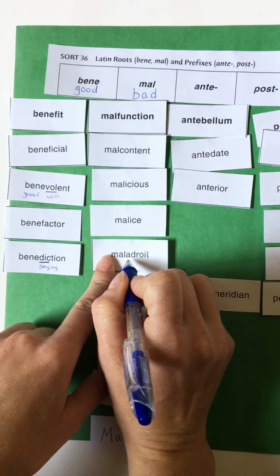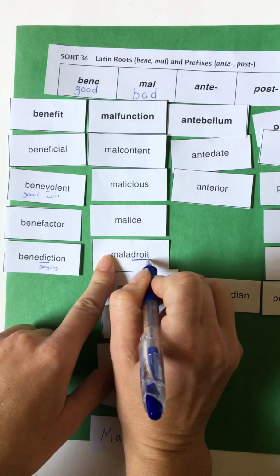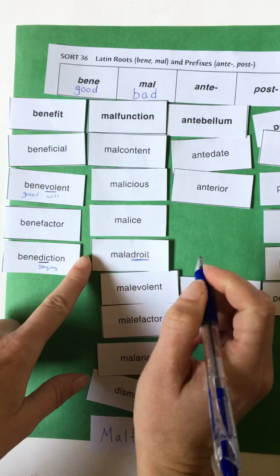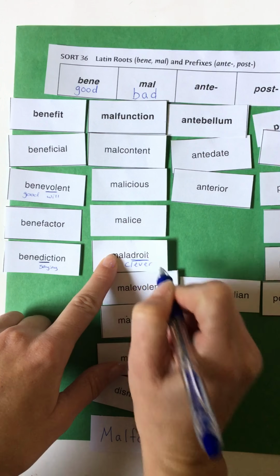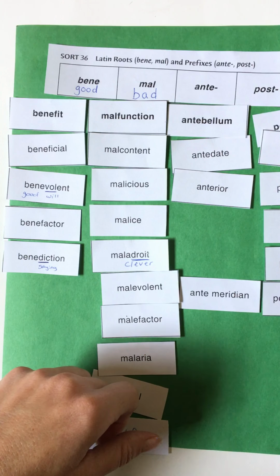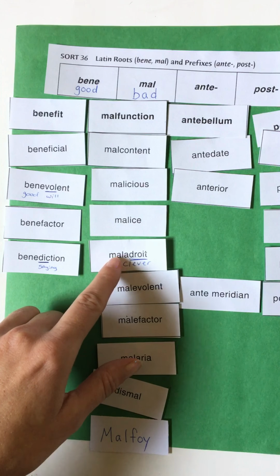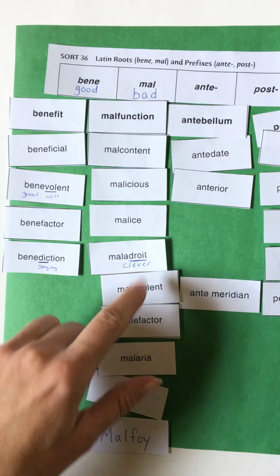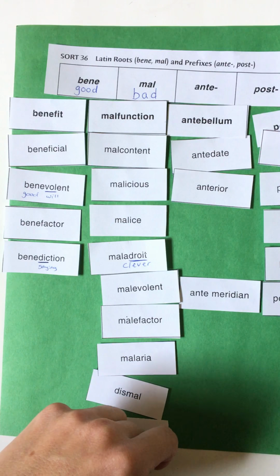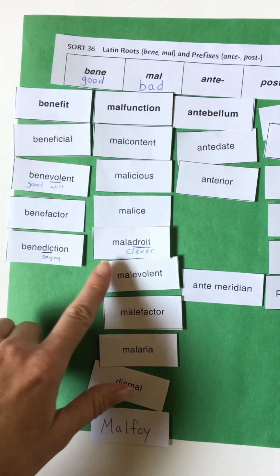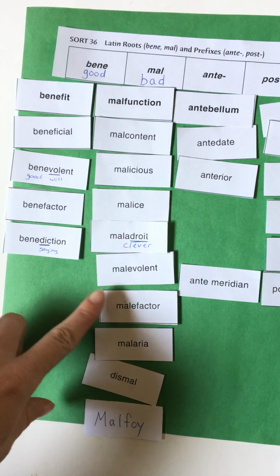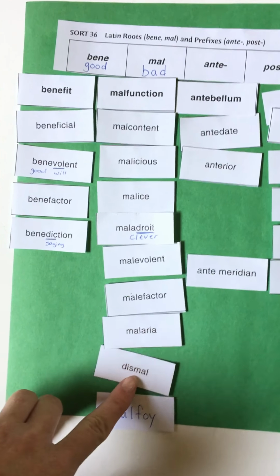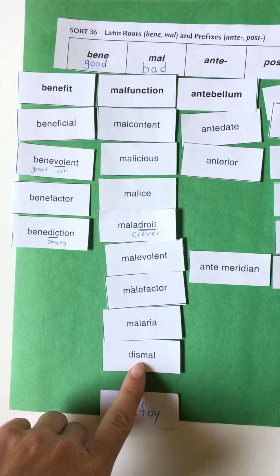Here's a word that I went and looked up because I said, what does that mean? So I looked it up in the dictionary. And it means that you're clever. You're clever with a skill, or you're clever with your hands. So this would mean bad at your hands or your skill. Malevolent, malice. These are related. They mean like bad will. And this is a kind of disease. Dismal. Like it's raining outside. It's so dismal.